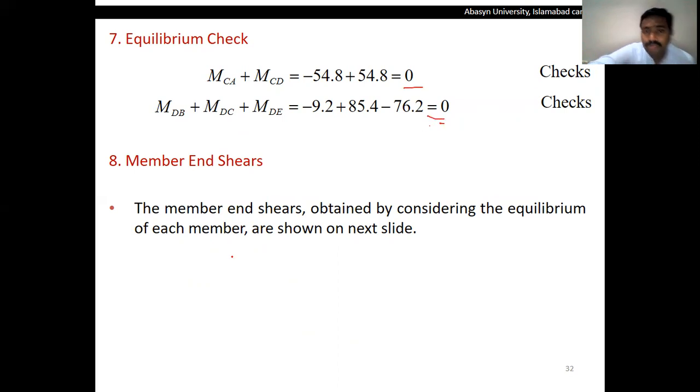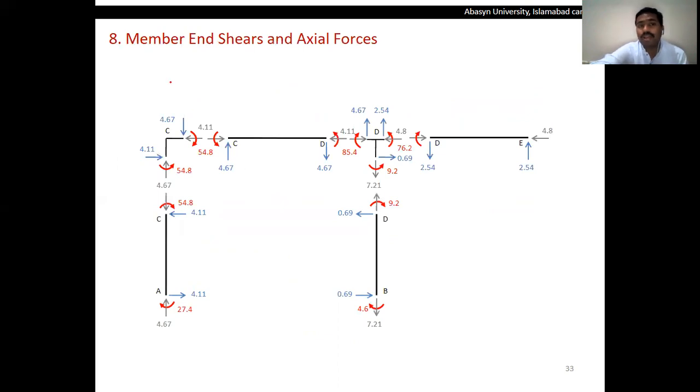In the next step, we calculate the member end shears and axial forces, using the same procedure that I have told you for the non-sway frames without support settlement. The only basic difference for support settlement cases in non-sway frames is that you will have to consider the value of psi, and you have to calculate its value very carefully, with the correct units and the correct sign convention, whether it is in the positive or negative direction.